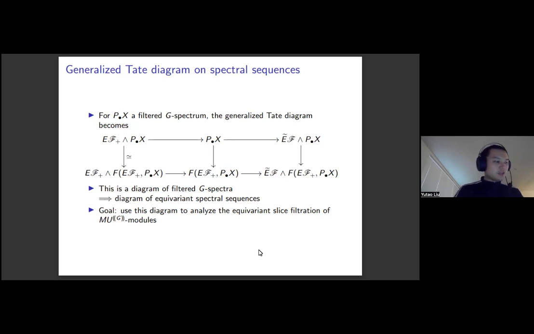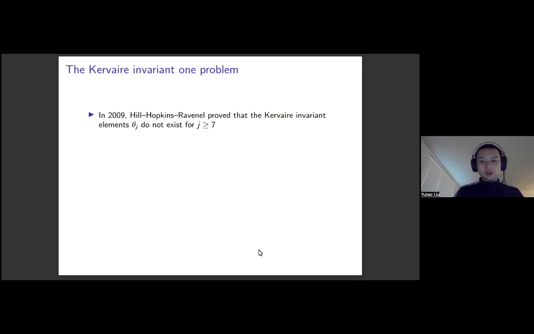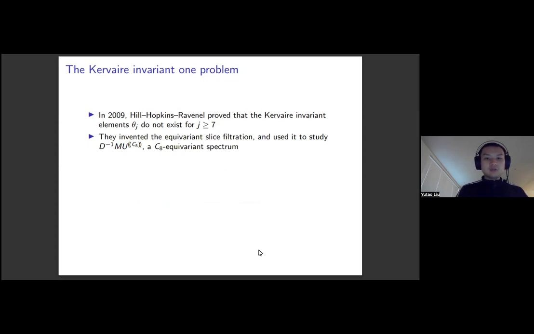The story of the MU_G modules goes way back to the Kervaire invariant one problem. In 2009, Hill-Hopkins-Ravenel proved that the Kervaire invariant elements theta_j do not exist when the degree is at least 7. In their proof, they invented the equivariant slice filtration and used it to study MU^((C8)), which is a C8 equivariant spectrum. And here is how you can construct such a spectrum.